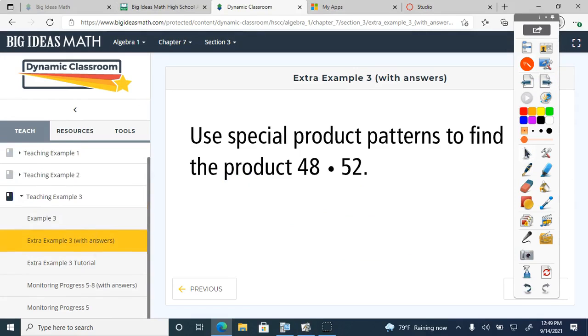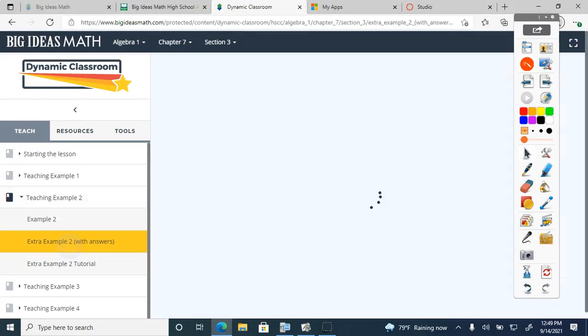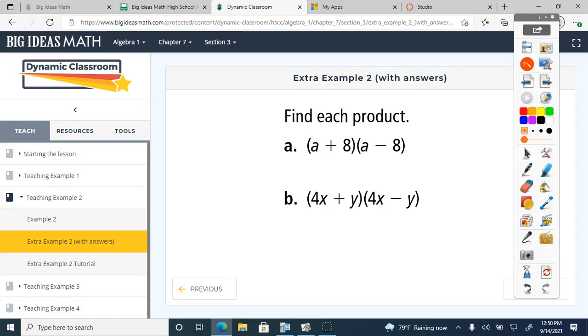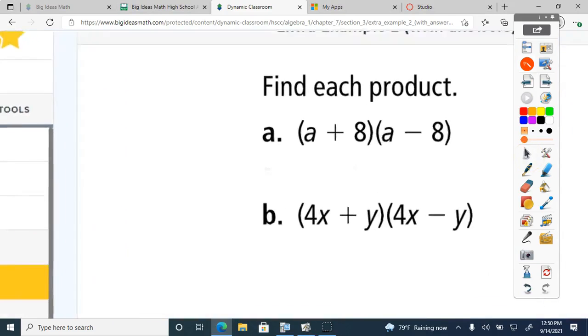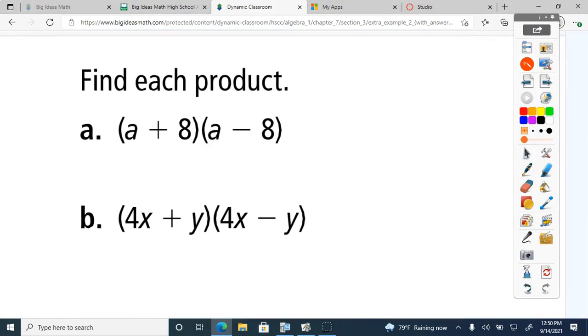Okay? All right, let's do a couple more of the other examples. Let's go back to example 2. Do an extra example here. Oh, we got 2 extra examples. Can you do one with fractions? I can. Let's do these here.